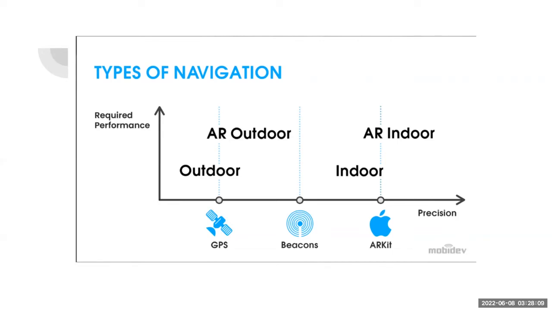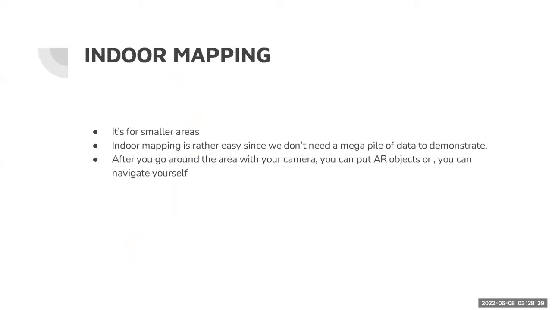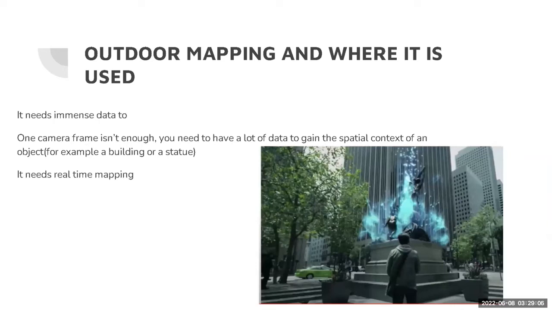In indoor mapping, it's simpler than that. It's a lot less data. For example, if you want to map your office or your room, you can use ARKit as a wayfinding application. You don't need megabytes of data to demonstrate it. You just scan the area with your camera, and if you like, you can put AR objects, and then you can see what's there. Also, the other users see them as well.